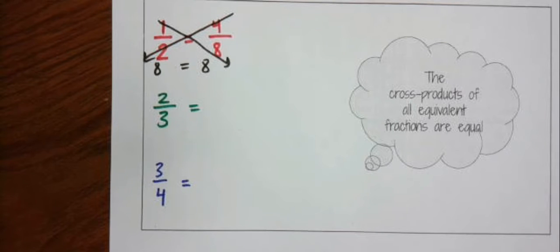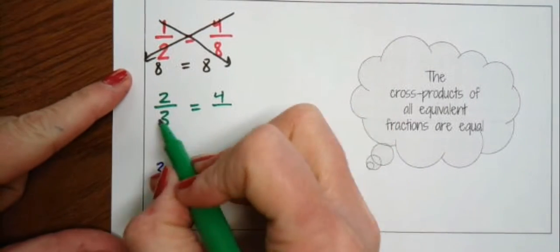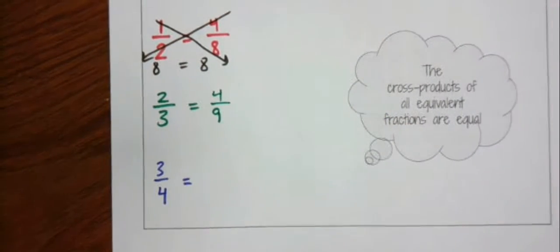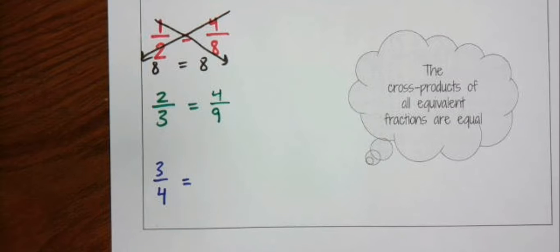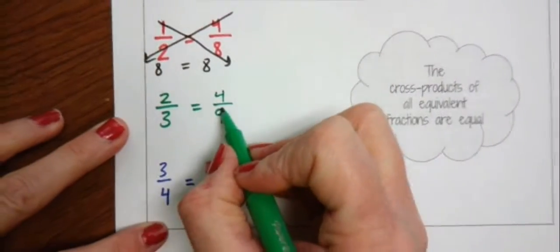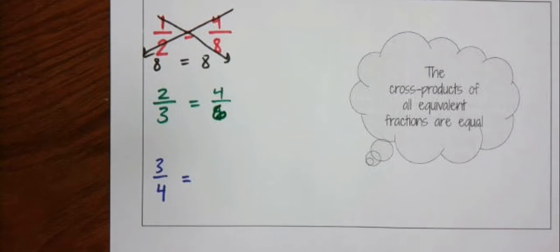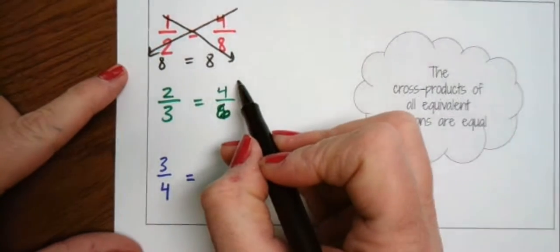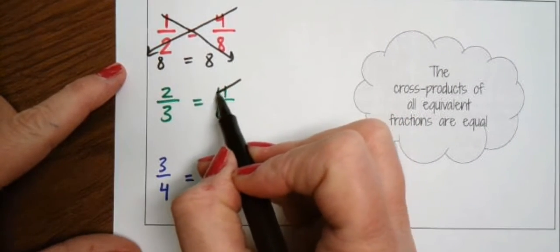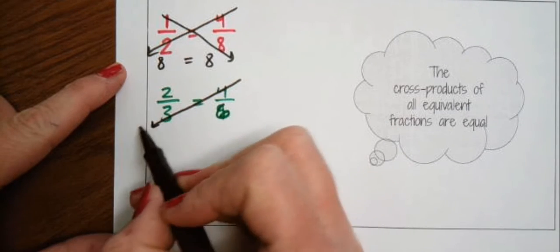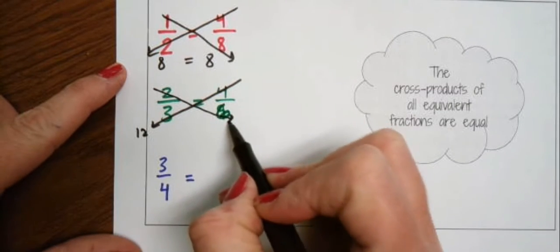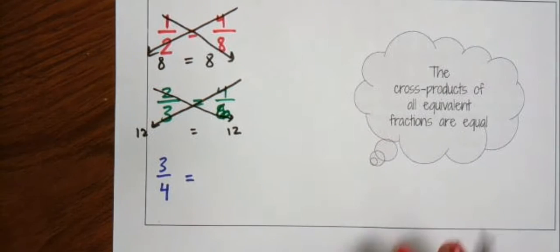So 2/3, let's multiply the numerator and denominator by 2. We're just going to double the numerator and double the denominator. 2 times 2 is 4, 3 times 2 is 6. So we get 4/6. You might have thought that was not equal, but now they are. 2/3 and 4/6 are equal. So let's multiply the cross products here. 4 times 3 is 12, and multiply across this way, 2 times 6 is also 12. They're equal. It works again.